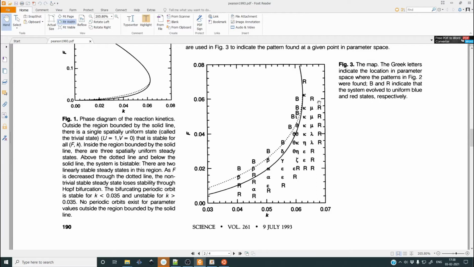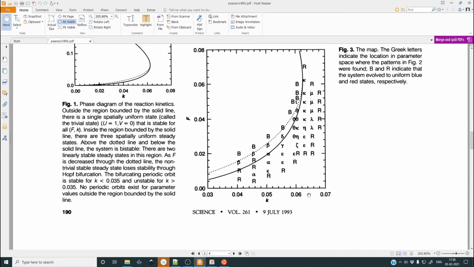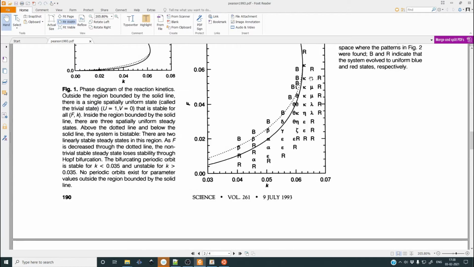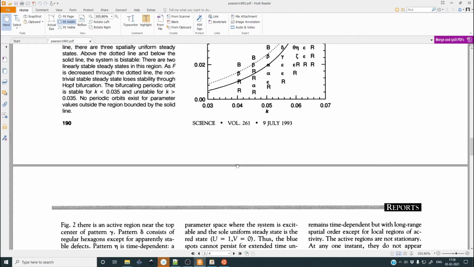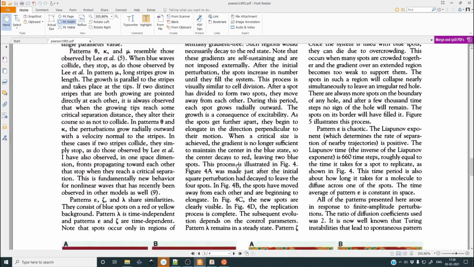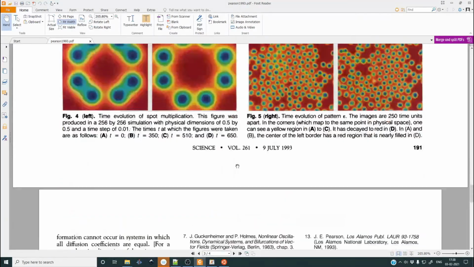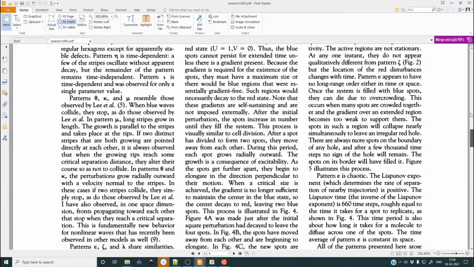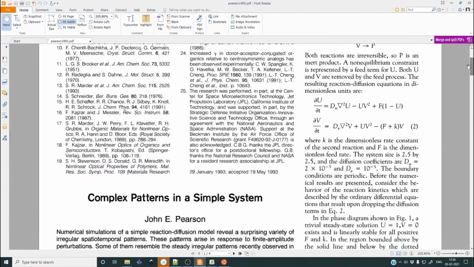You can see that the band in which those kinds of patterns occur is not very large. If you go to a zone over here, you will have completely blue. If you go to a zone over here, you would be completely red. So you have a very small parameter space to play with. But you do get a host of interesting patterns, and so let's see how we can go about solving this particular equation.